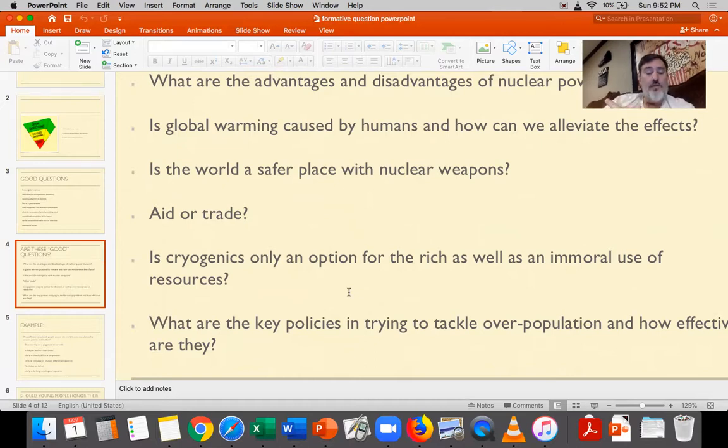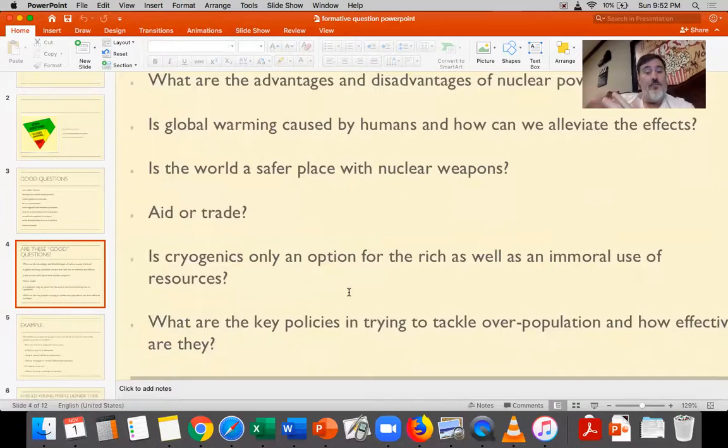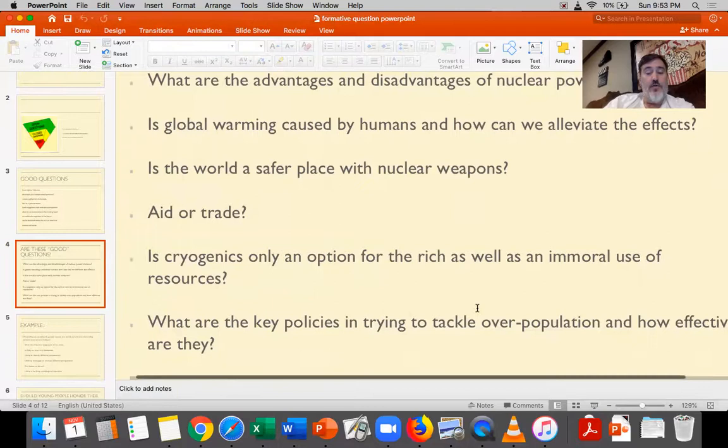What are the key policies in trying to tackle overpopulation, and how effective are they? So I'll let you think about that for a moment. What are the key policies in trying to tackle overpopulation, and how effective are they? Right now, somebody say out loud, even though I can't hear you, what the problem is with that. Look at your neighbor and tell them the problem with that. In 3, 2, 1, go. Did anybody do it? No.